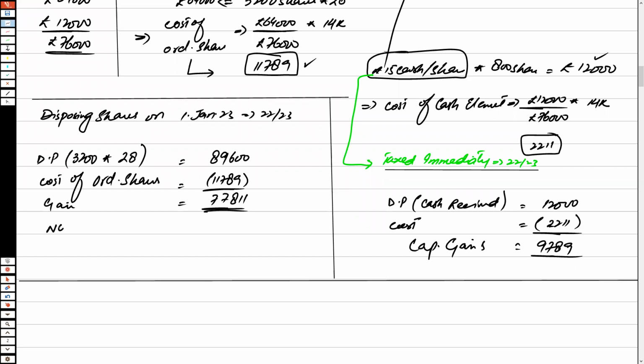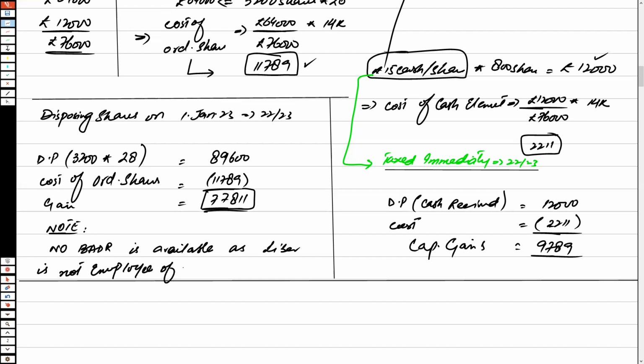Let me write another thing here. As I told you, he is not the employee or director of the company. Why has this statement been given? Because he is disposing the shares of a company, we can write a note over here: no business asset disposal relief is available on the disposal of the shares of MPLC. No BADR is available as LIBOR is not an employee of MPLC.